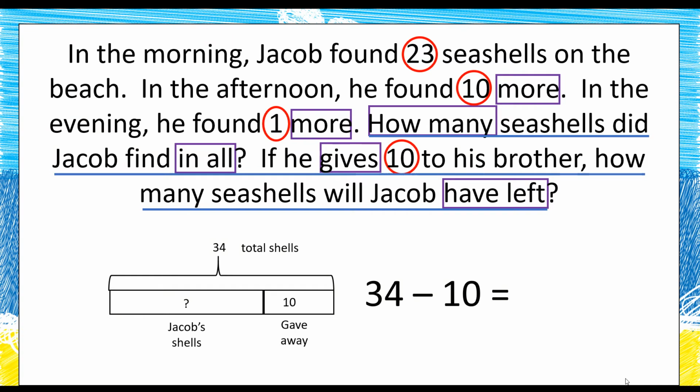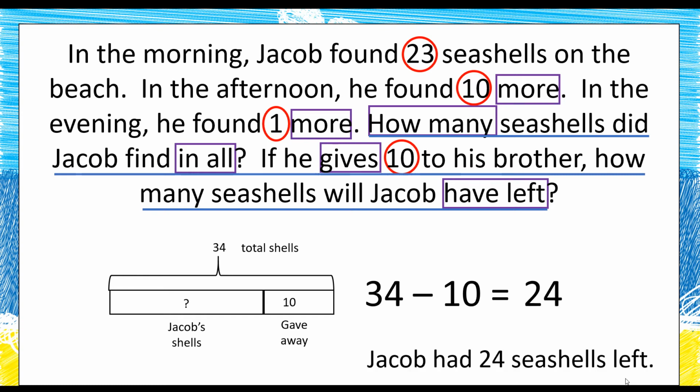34 has 3 10s and 4 1s. If I take away a 10, that leaves me 2 10s. So 34 minus 10 is 24. Jacob has 24 seashells left.